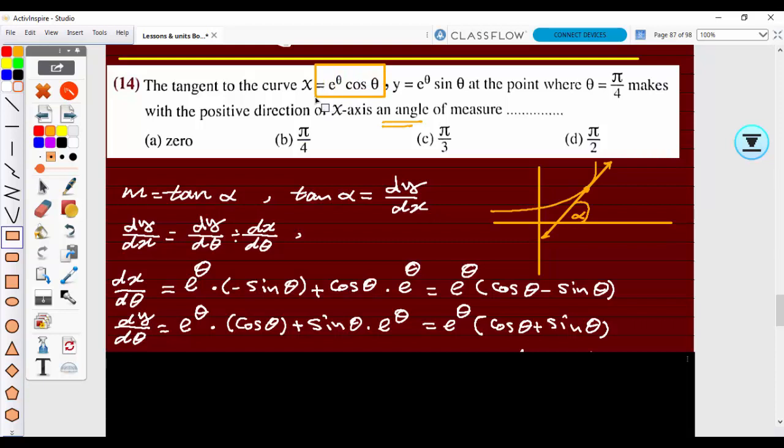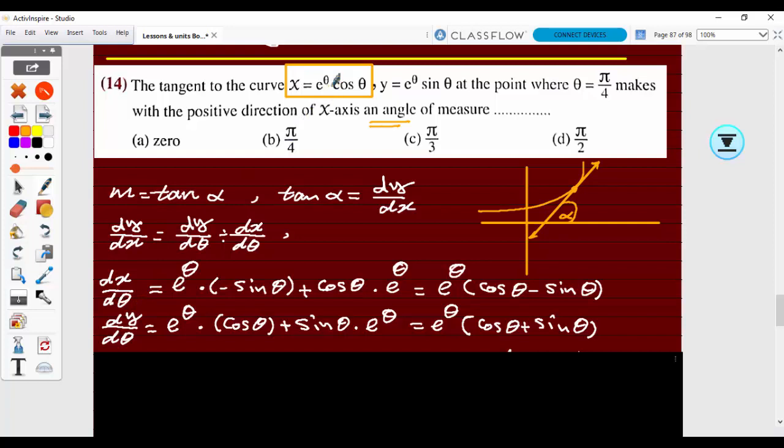Here is x, so dx/d theta: we have two functions, e power theta times cosine theta. Their derivative equals the first function e power theta times the derivative of the second, which is negative sine theta, plus the second function cosine theta times the derivative of e power theta, which is e power theta. You can take e power theta as a common factor, so between brackets we have cosine theta minus sine theta.